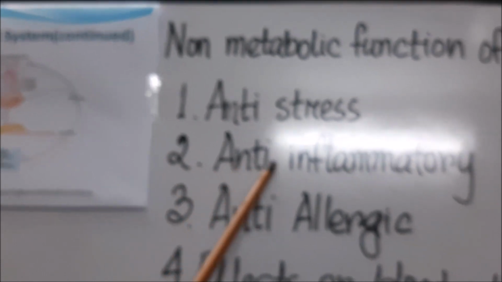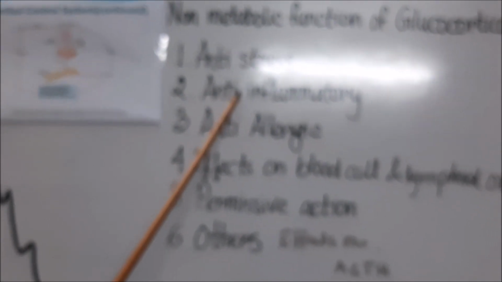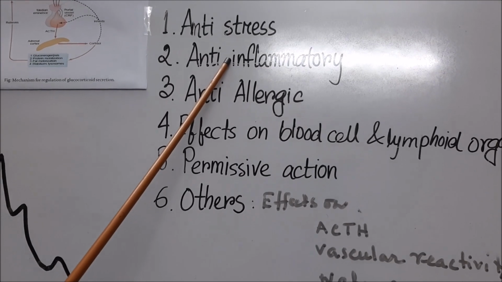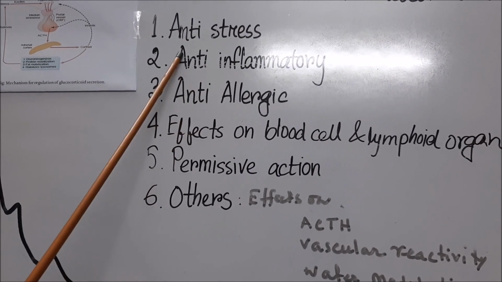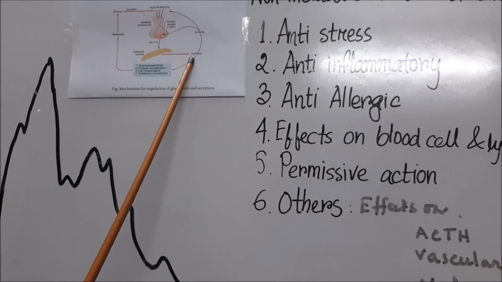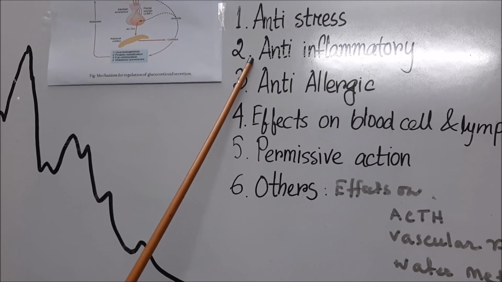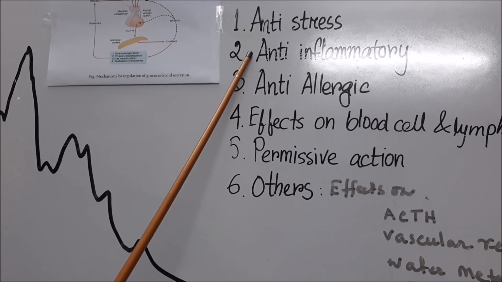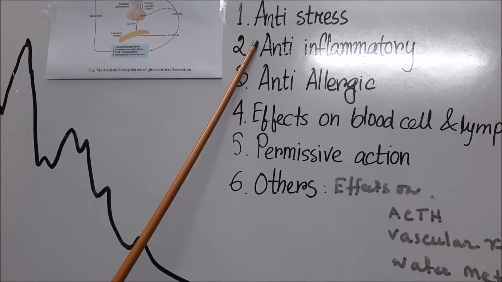Now come to the anti-inflammatory action. As you know, the sign and symptom of inflammation is dolor, calor, tumor, rubor, and functio laesa. All these are prevented by cortisol. How does it act? I'll discuss later on. First, it prevents the early stage of inflammation, or when inflammation has already developed, it will hasten the resolution as well as healing.